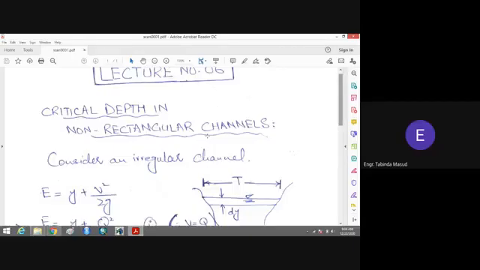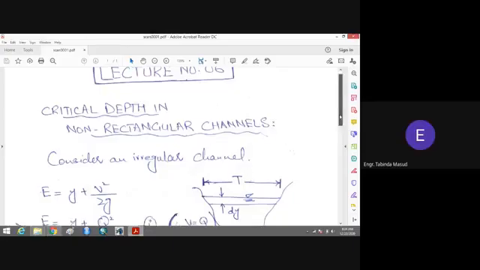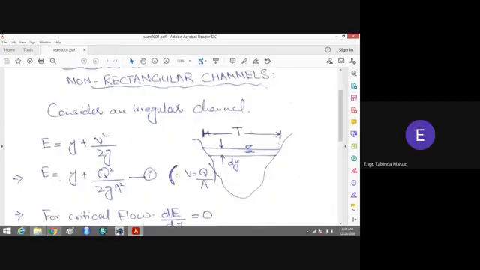Okay, these are the generalized equations which can be used for any shape, for any cross section of the channel. So let's take a start. Here you can see that we have an irregular channel for which this is the level of water and T is the top width of the flow.